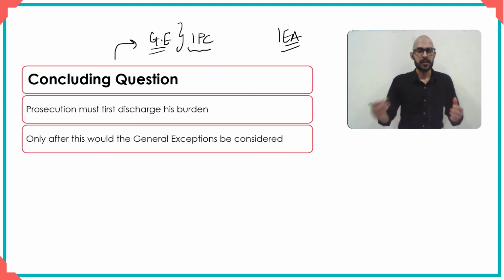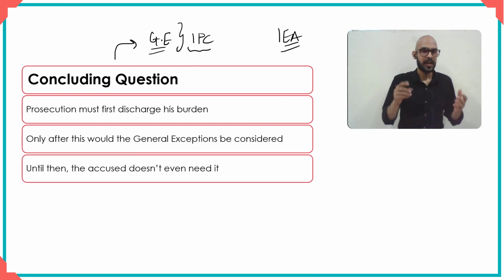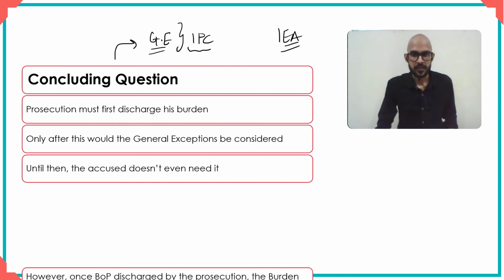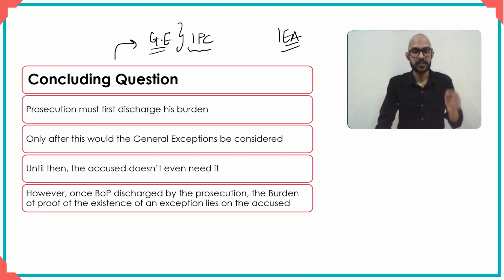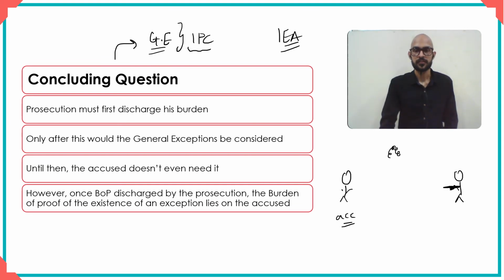So you see, again, the need for general exceptions arises only after the prosecution has discharged its burden. Because if it has not discharged its burden, the accused doesn't need it. He is going to be acquitted anyway, right? But once the prosecution discharges its burden, then the burden of proof of the existence of an exception shifts onto the accused. Let me give you an example. So you have on the one hand the accused, on the other you have the prosecution who's pointing a finger at the accused, right? This is the judge.